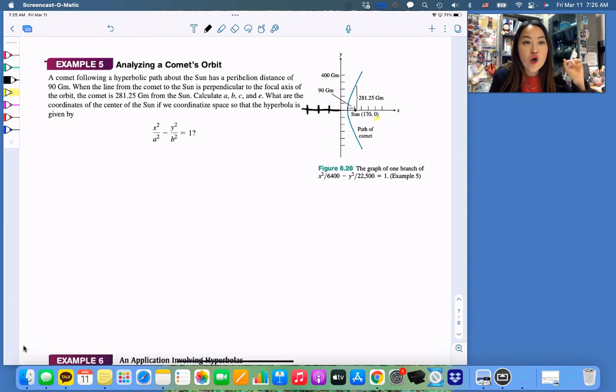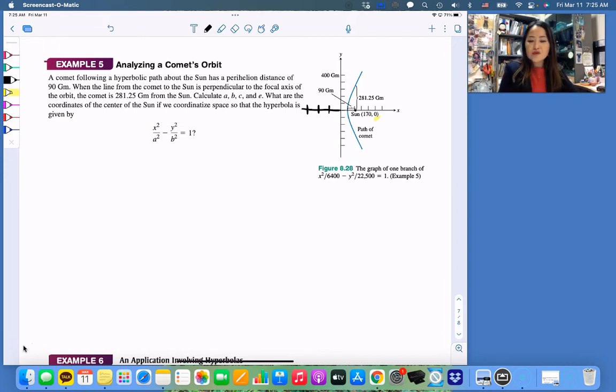Now, this particular example is actually straight from your book, but the book will do it a little bit differently. And if you want to go along with the book's method, that's okay with me. Personally, I think the book's method is a little bit out there. So if you can figure that out, that's great. But here's another method for you.